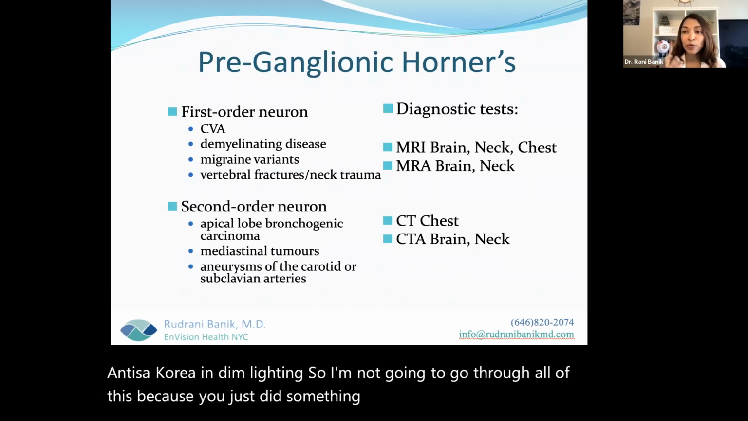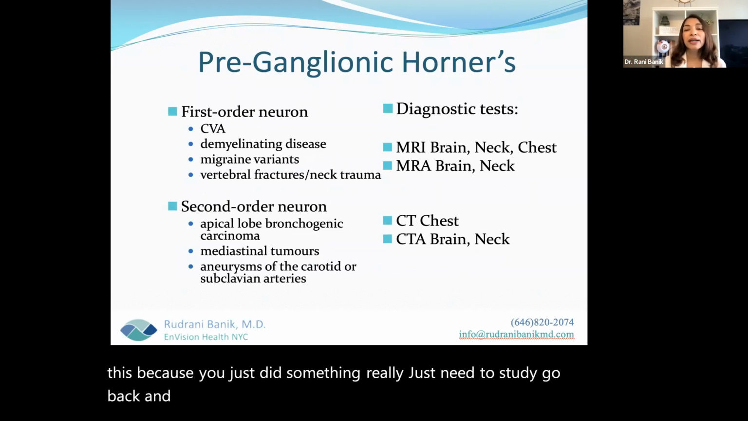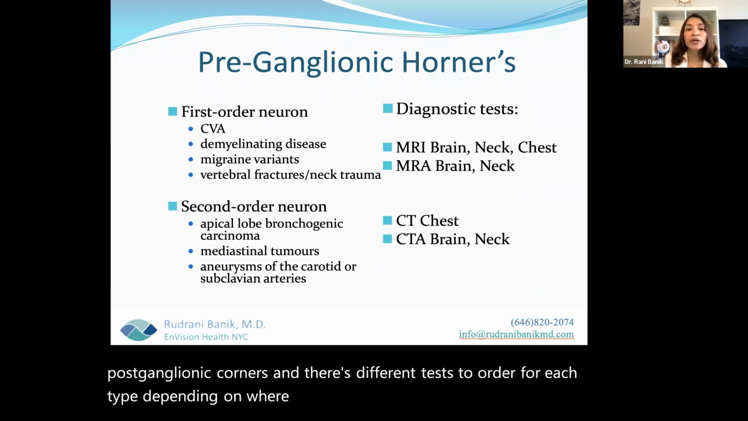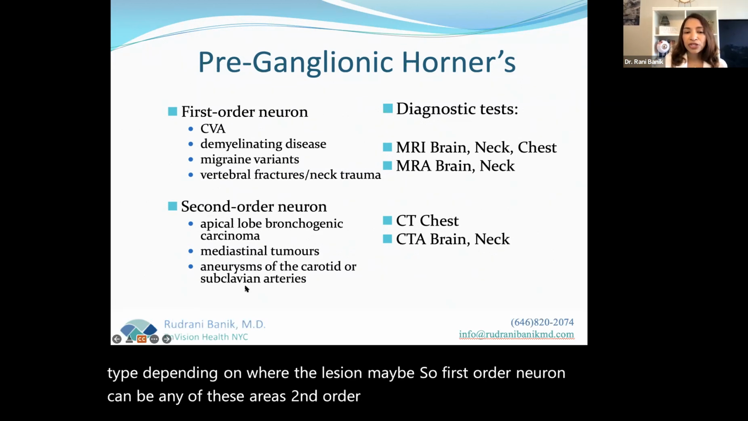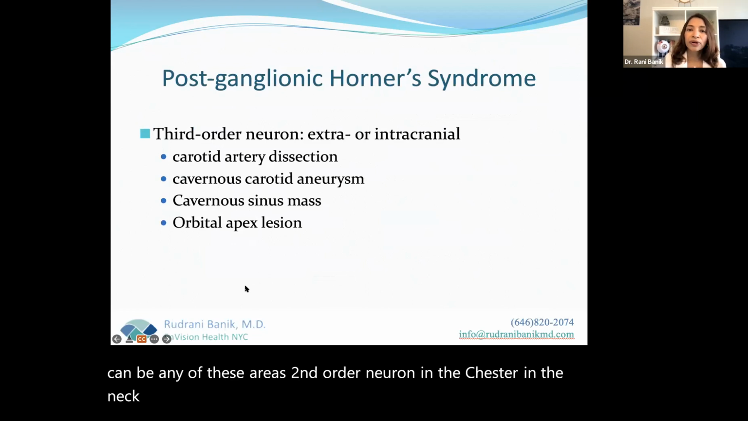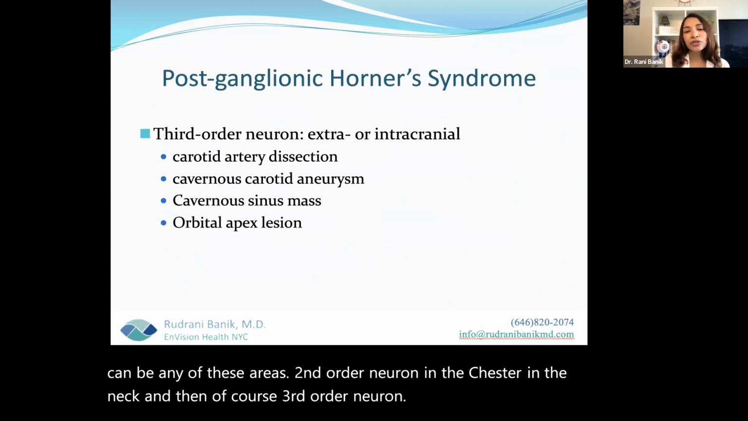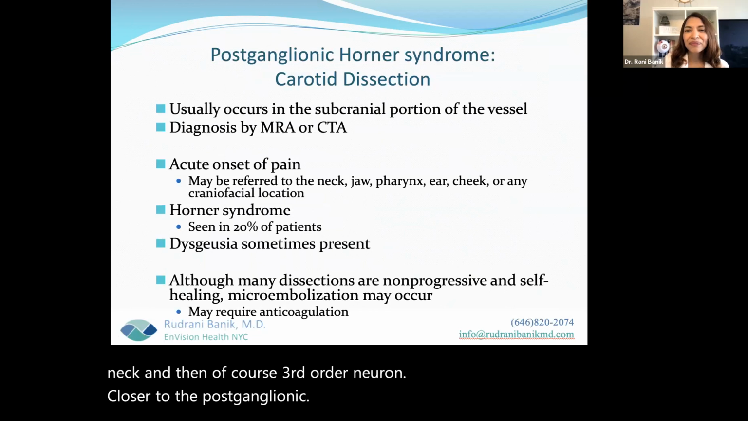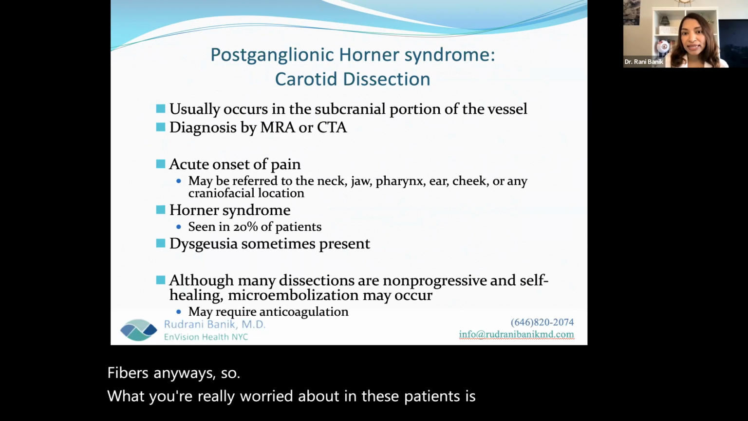I'm not going to go through all of this because this is something you just need to study, go back and really understand. There's preganglionic Horners, postganglionic Horners, and there are different tests to order for each type, depending on where the lesion may be. First order neuron can be any of these areas, second order neuron in the chest or in the neck, and then of course third order neuron closer to the postganglionic fibers. Anyway, what you're really worried about in these patients is a carotid dissection.